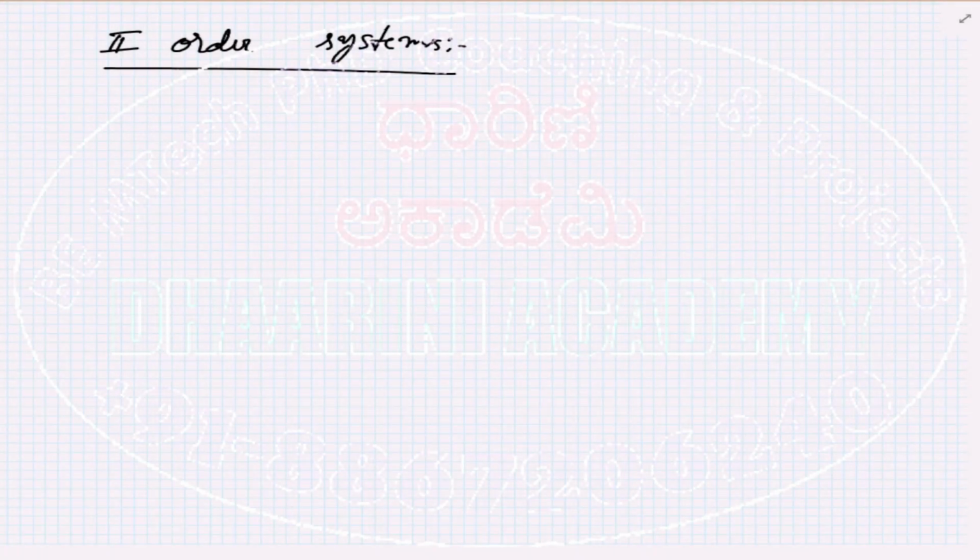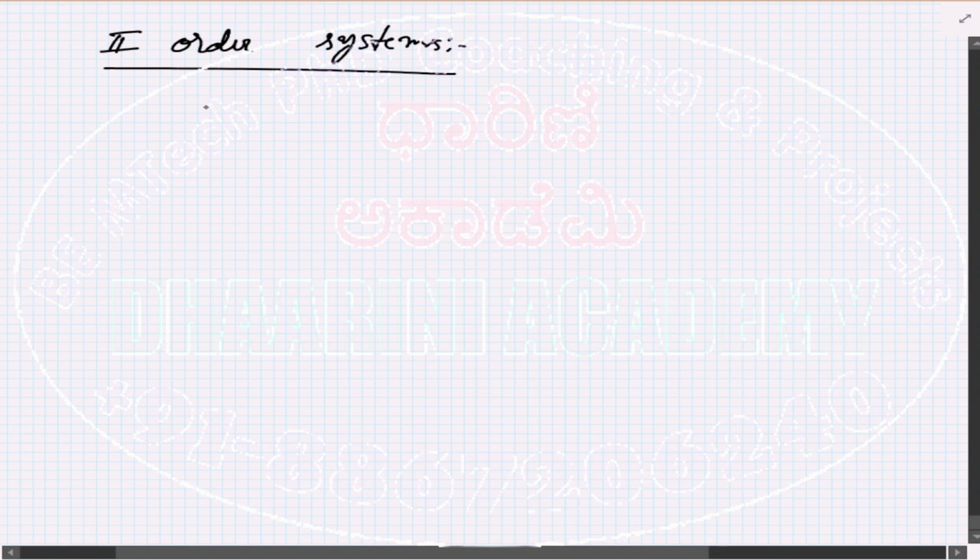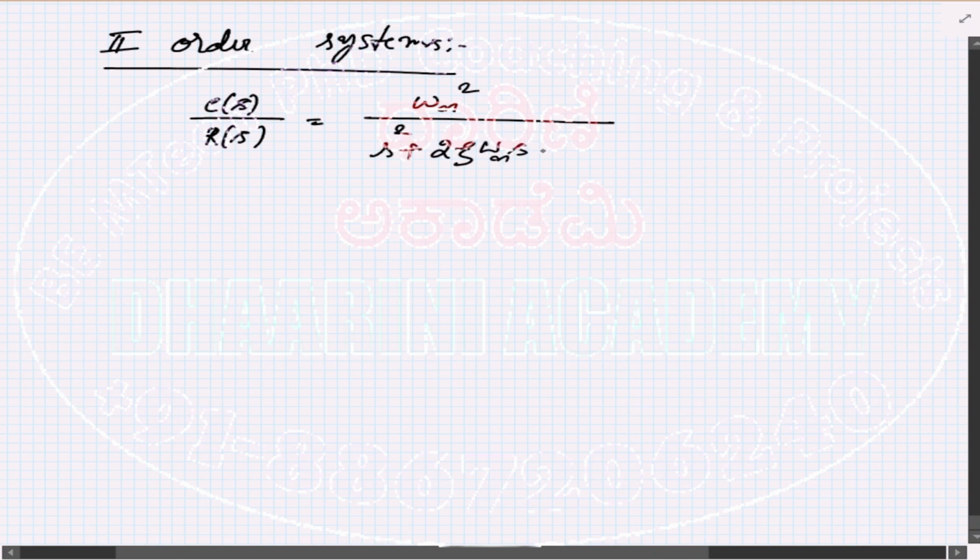So the general format of a second order system can be represented in the transfer function format. This is output divided by the input, C of s by R of s. This is equal to omega n square over s square plus 2 times zeta into omega n into s plus omega n square. So how to get this?